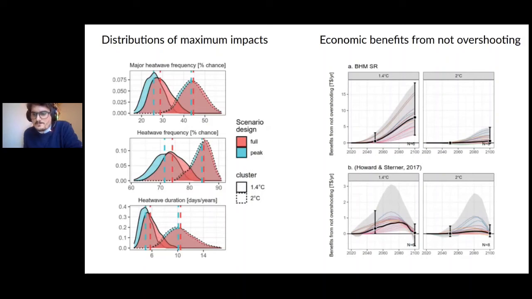In the second row, there are the benefits where we apply a level-based damage function, which is based on the work of Sterner 2017. In this case, the benefits are increasing and decreasing, following a bit the gap of temperature between the two scenarios, because in this case the damages are not persistent. So with this example, we see that economic benefits are highly influenced by the way economic damages are represented in the model.